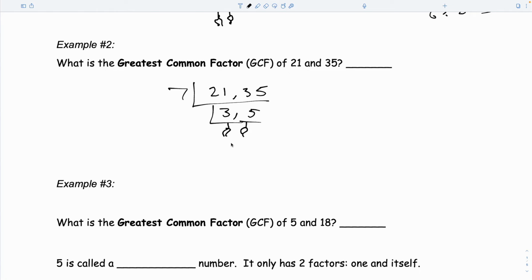Check your voice, please. And I am just going to look at the 7. Well, there's no other number to multiply it by, so 7 is your answer. 7 goes into 21 and 35 evenly. 3 and 5 are the simplest they can be.